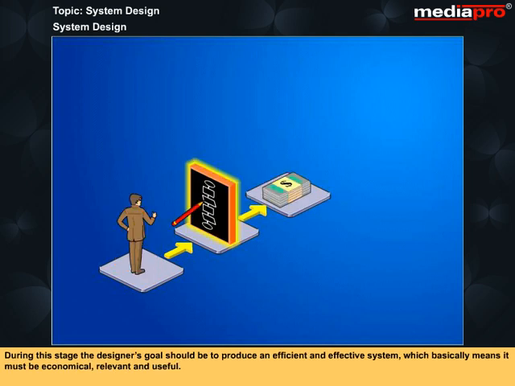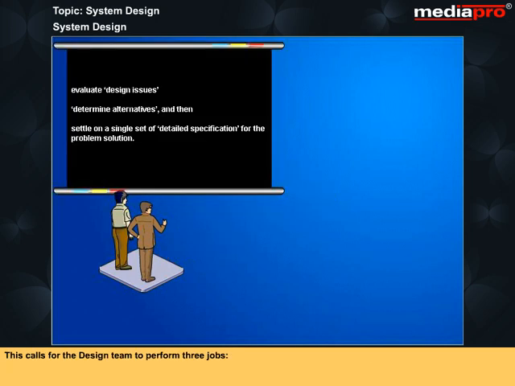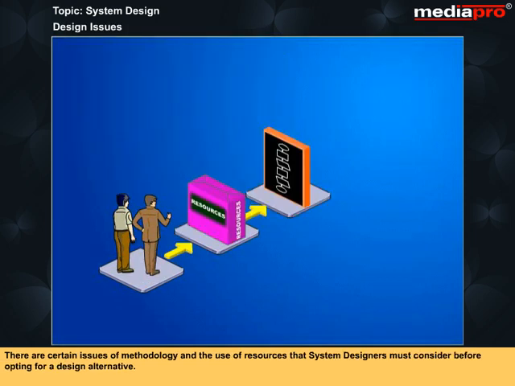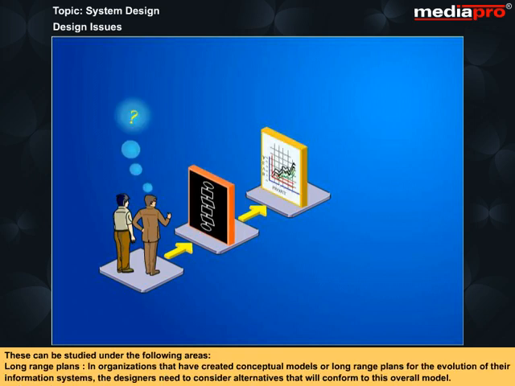During this stage, the designer's goal should be to produce an efficient and effective system, which basically means it must be economical, relevant, and useful. This calls for the design team to perform 3 jobs. There are certain issues of methodology and the use of resources that system designers must consider before opting for a design alternative. These can be studied under the following areas.